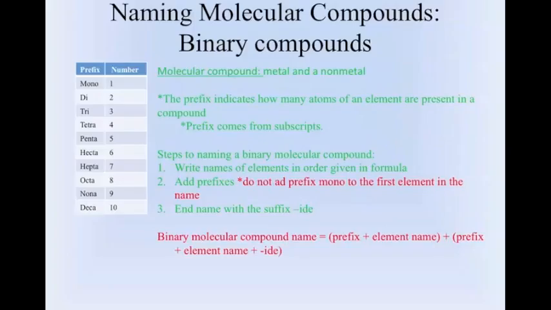As you can see over on the left, there's a chart. This chart indicates the prefix that goes along with the number of atoms of the element. This is also referring to the subscripts. So a binary molecular compound name equals the prefix plus the element name plus the prefix plus the element name plus the suffix IDE.